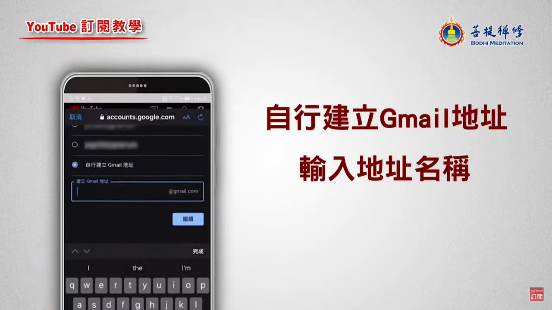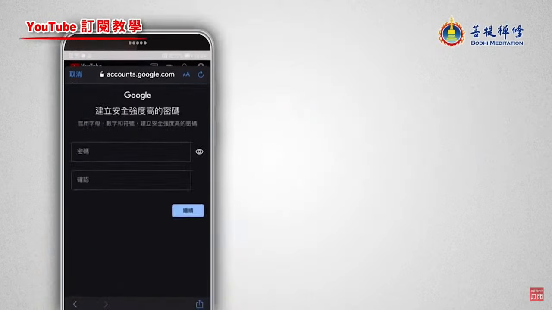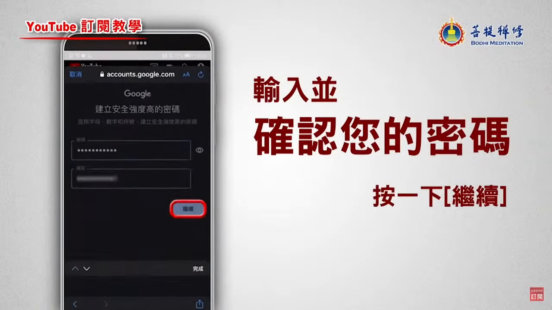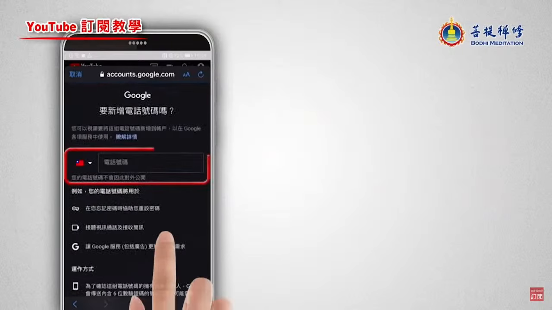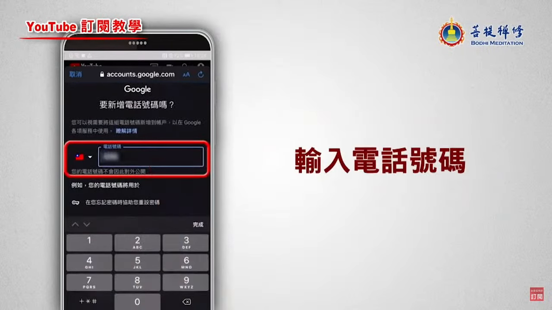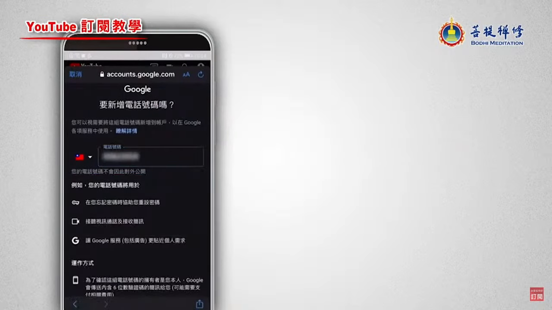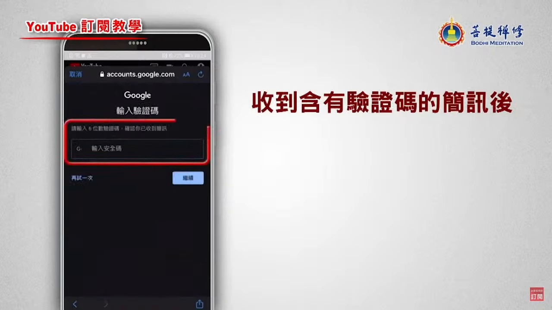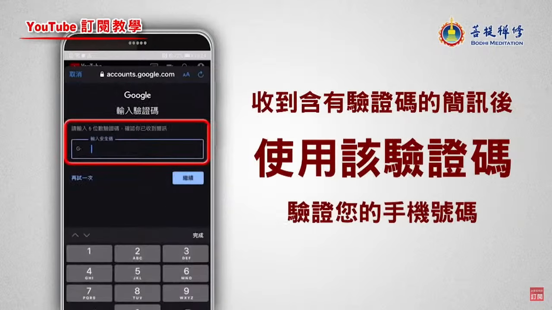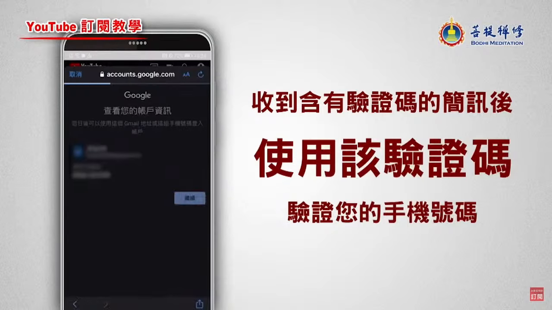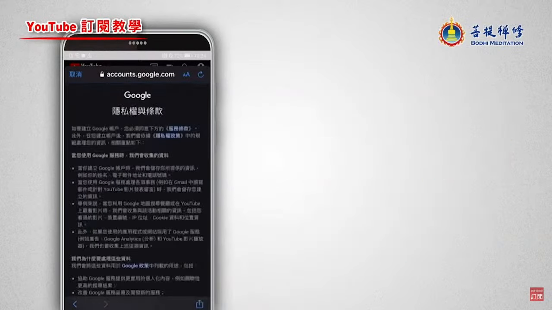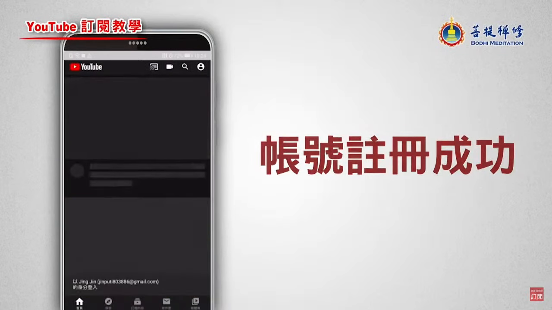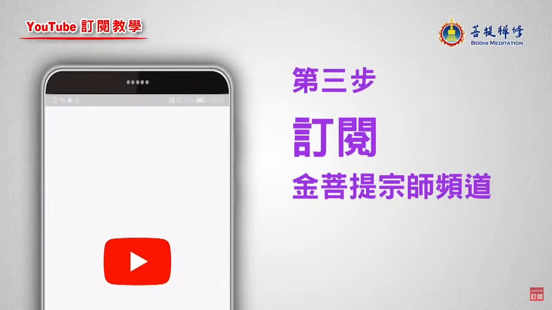You need to create your Gmail address, and now put your Gmail address here. Enter and confirm your password and tap continue. Enter your phone number. After you receive the verification code, use that code to verify your phone number and tap continue. Now you've successfully registered your account.